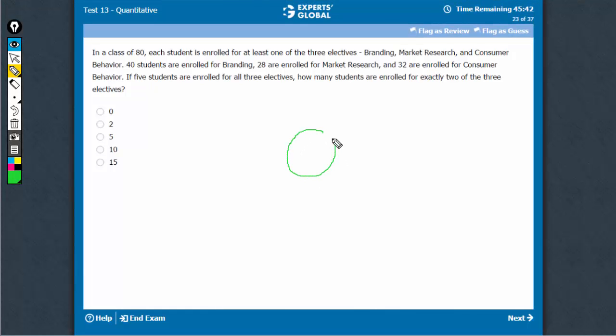Branding, market research, consumer behavior. Everybody is enrolled in at least one of them, so this becomes 0.